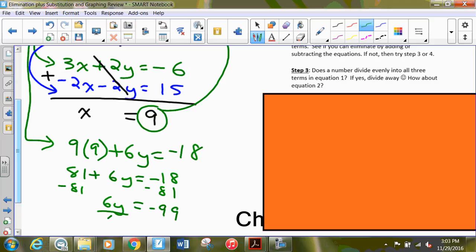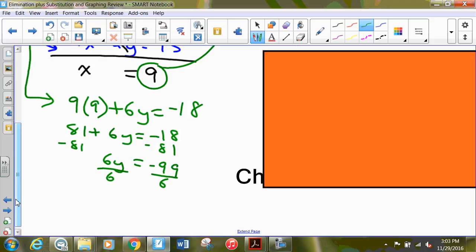Does 6 go into negative 99? I'm not sure. I don't have a calculator with me. Oh, you're going to have to watch me do this longhand. So let's see. 6 goes into 9 one time. It goes into 39 6 times with 3 left over, so that's a 0.5. All right, that's the way we used to do math when we didn't have calculators around.